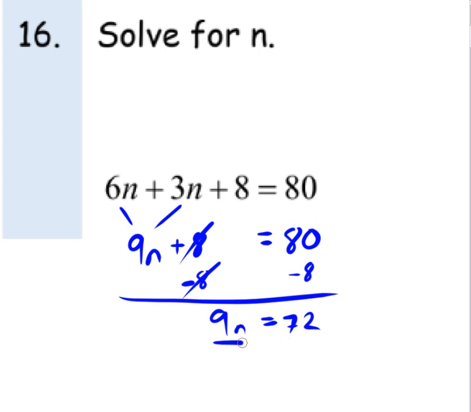So now I'm going to divide by 9 because 9 is multiplied times the n. I have to do the opposite operation of that. I'm going to divide by 9 here, right? And I get n is equal to 8, because 9 times 8 is 72. Therefore, 72 divided by 9 is 8. And that is my final answer.